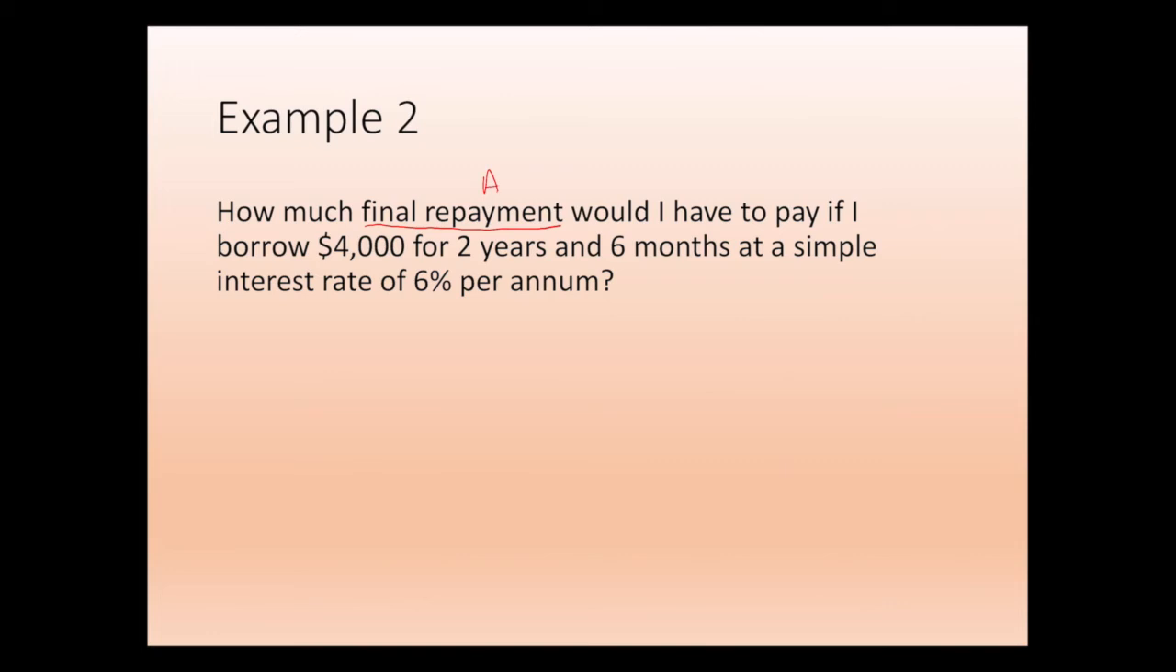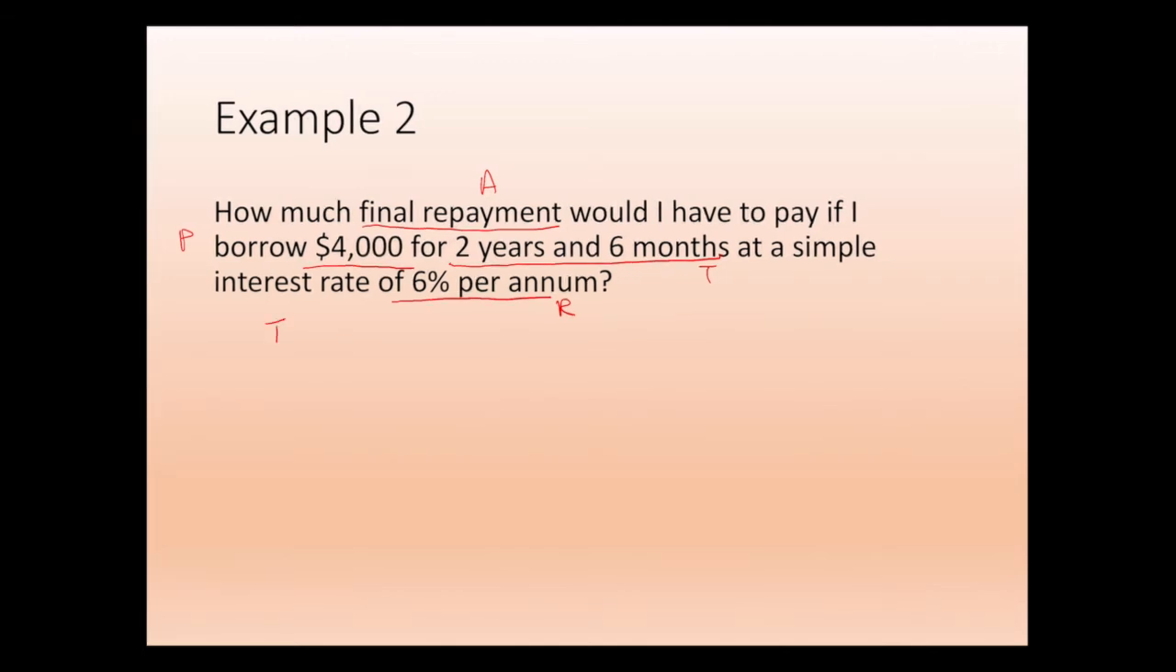All right, next example. How much final repayment, which means I have to find A, would I have to pay if I borrow $4,000, which is the principal, for 2 years and 6 months, the T, and a simple interest rate of 6%, R. So this time we know that T is 2 years and 6 months, and you know that 6 months is actually half a year, so it's 2.5 years, or 5/2 years. It's up to you.